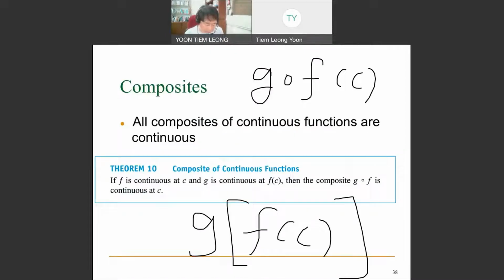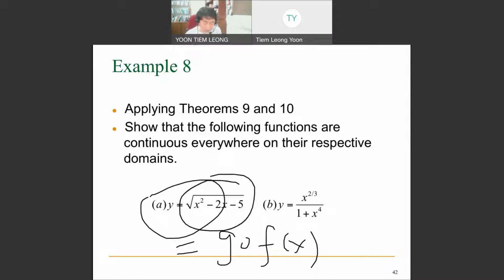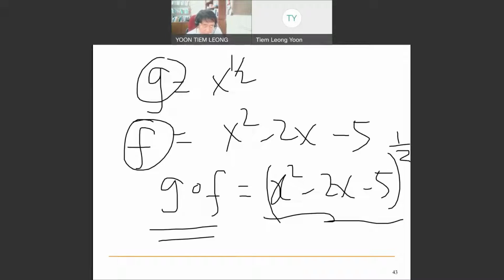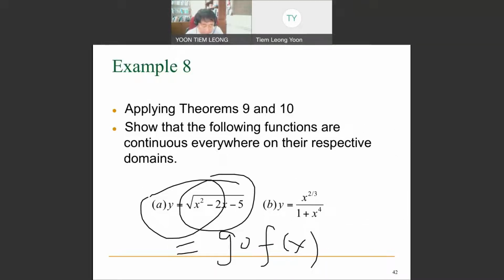So if f is continuous and g is continuous at f of c, then the composite is continuous. I've just explained to you that the expression square root of x squared minus 2x minus 5 is expressible in terms of g composed with f, and then I argued that the function x squared minus 2x minus 5 raised to the power of half is continuous by virtue of theorem 10.